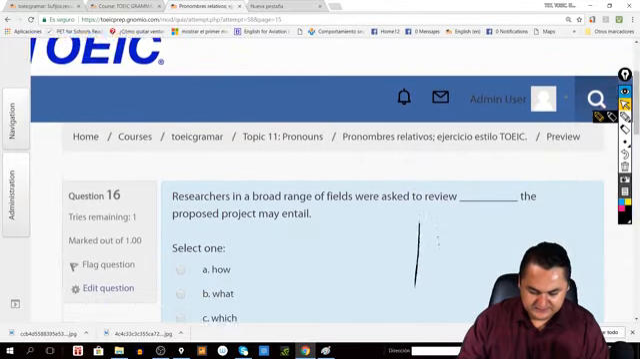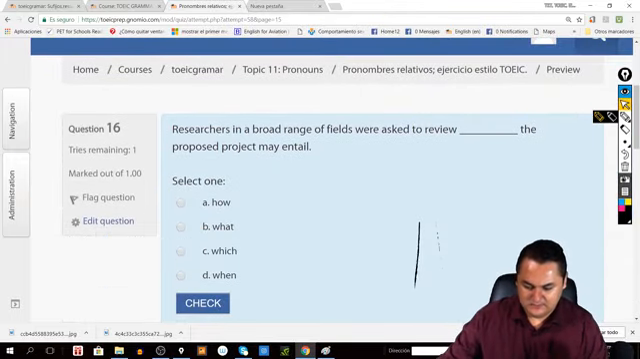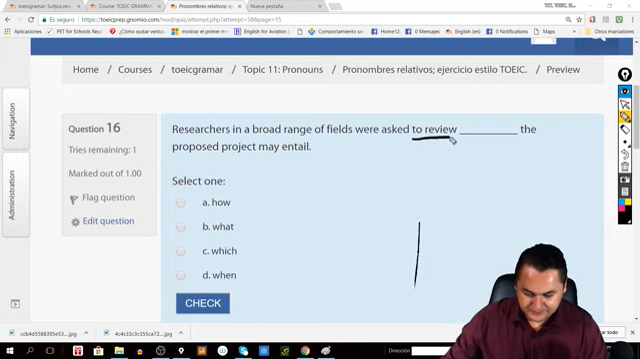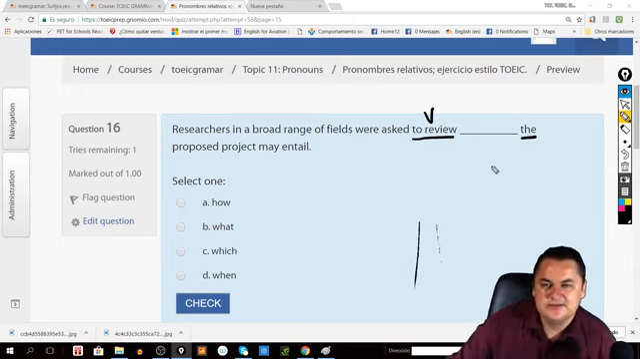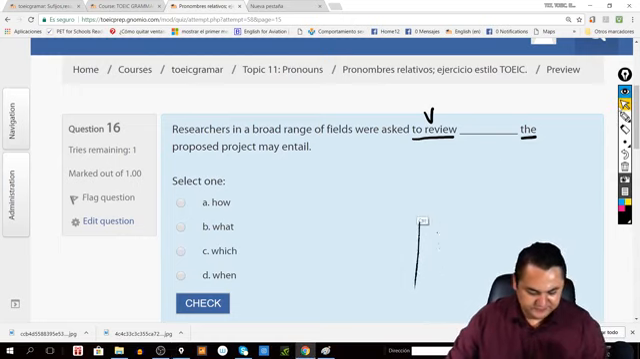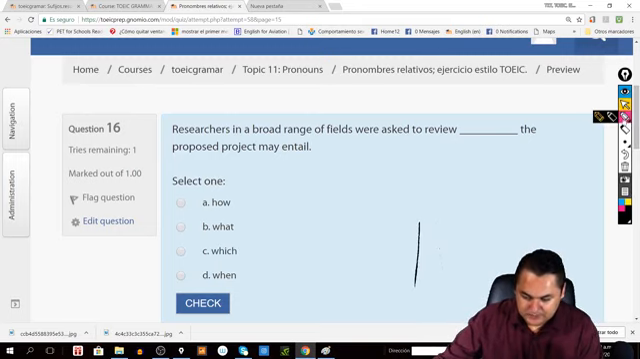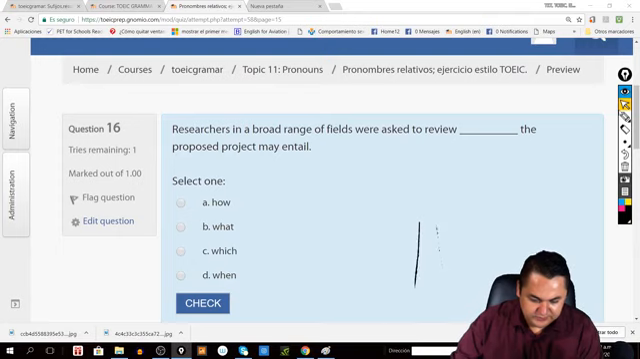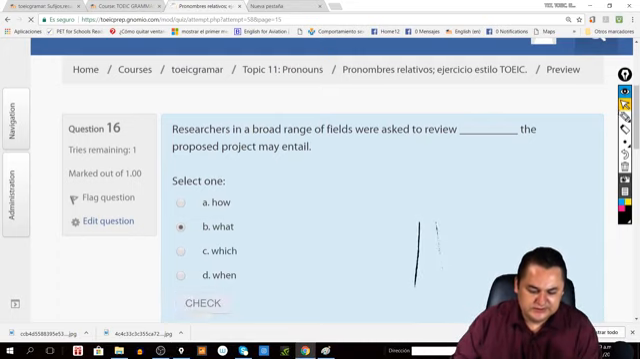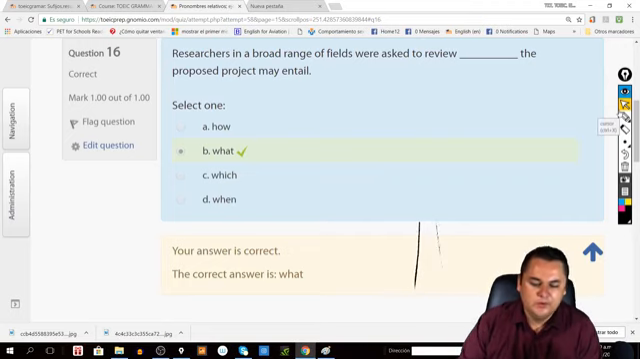In this exercise, we have to review, which is a verb, and the proposed, this structure doesn't allow much to do, so we have to read the whole sentence. Researchers in a broad range of fields were asked to review how proposed projects may entail, what proposed projects may entail, which proposed projects may entail, and when. Here the best option is B.